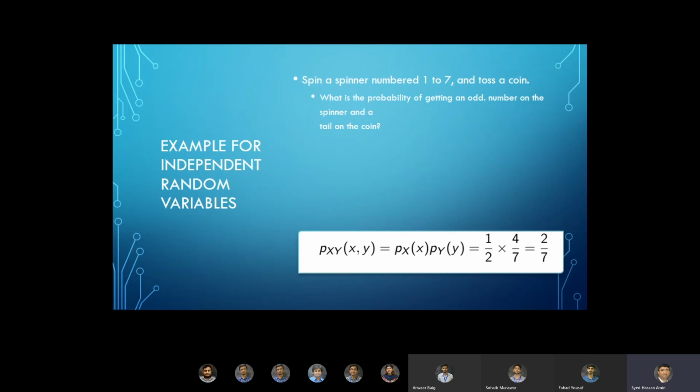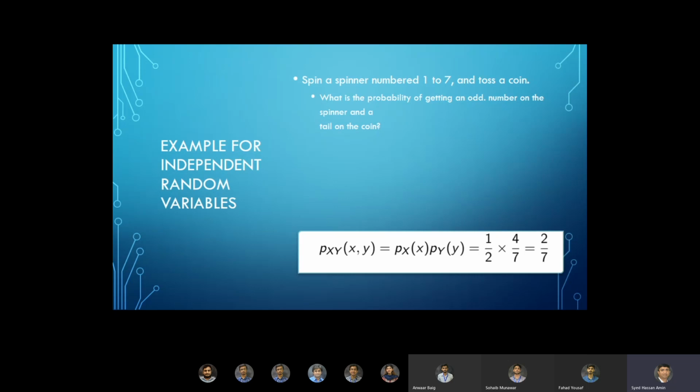Spin a spinner numbered 1 to 7 and toss a coin. What is the probability of getting an odd number on the spinner and a tail on the coin? These are independent events, so probability of X, Y is equal to probability of X times probability of Y. Probability of getting a tail on the coin is 1 by 2. Probability of getting an odd number, so 1, 3, 5, and 7, is 4 out of 7. You multiply these two and you get the joint probability of X, Y.